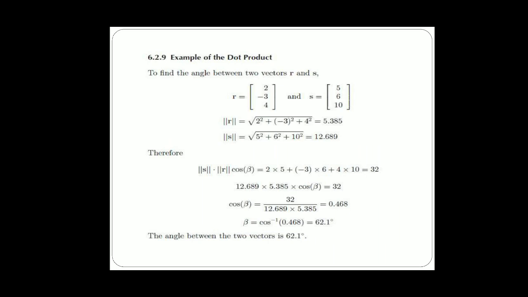So when I separate beta, cos beta is 0.468, but when I move it to the other side of the equal to sign, I get cos inverse of 0.468. I get an answer of 62.1 degrees. The angle between the two vectors is 62.1 degrees. If you do the calculations, you will get these answers. The values are correct.